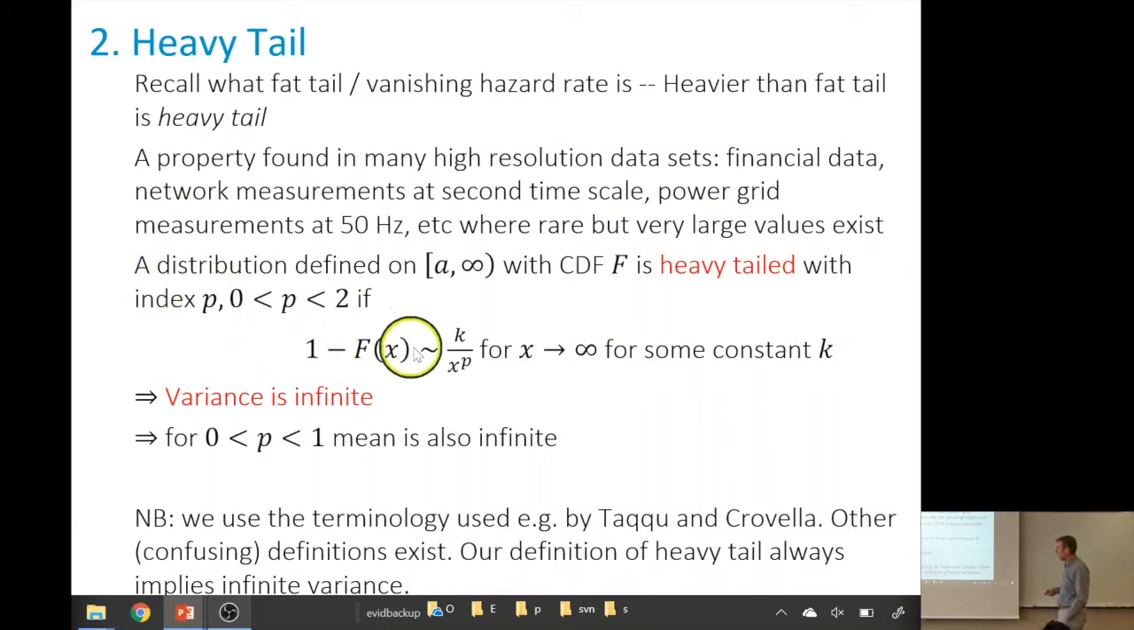So if this is true with p less than 2, we can show, and intuitively the reason is the convergence of integrals with power laws, that the variance is infinite. If p is less than 1, even the mean is infinite. So this is a distribution that does not have a mean. Right? It's hard to interpret, but it's at least mathematically existing.